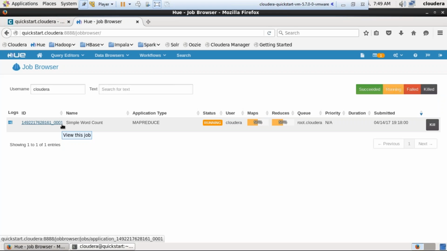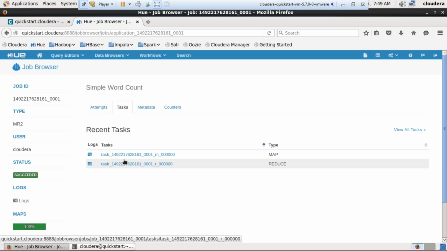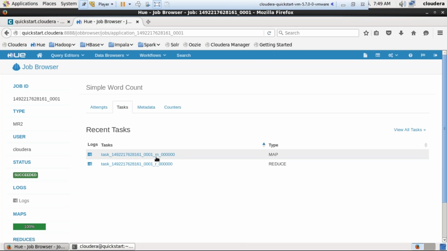Unlike your traditional programming execution, your MapReduce job executes in multiple phases. You have a map phase, a combiner phase, a partitioner phase, a shuffle sort phase. You see here it succeeded. You go and see this in deeper detail. You'll see what tasks got executed. There is a map task. You see underscore M, that is a map type task, and underscore R, that is a reduce type task. So when the map phase finishes execution, it produces some output. Where does that output need to be stored?